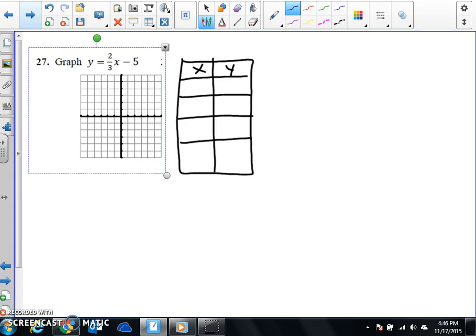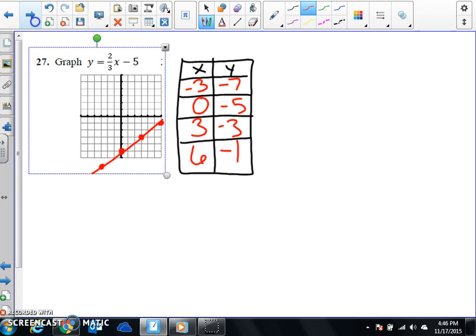Okay, here are some of the numbers that they gave me. -3, -7; 0, -5, because I want to put numbers that'll fit on that graph; 3, -3; and 6, -1. So I go -3, 1, 2, 3, down 7, 1, 2, 3, 4, 5, 6, 7. 0, 1, 2, 3, 4, 5. 3, 1, 2, 3, down 3, 1, 2, 3. And then 6, 1, 2, 3, 4, 5, 6, down 1.